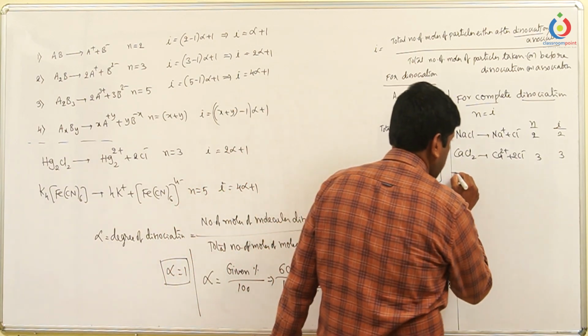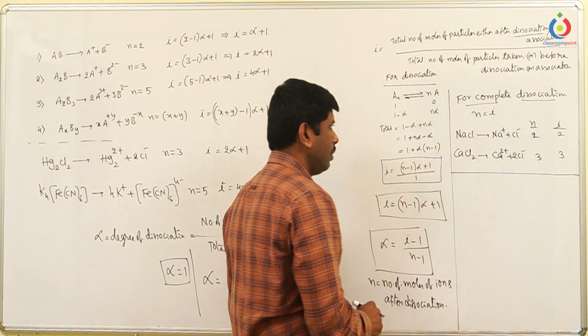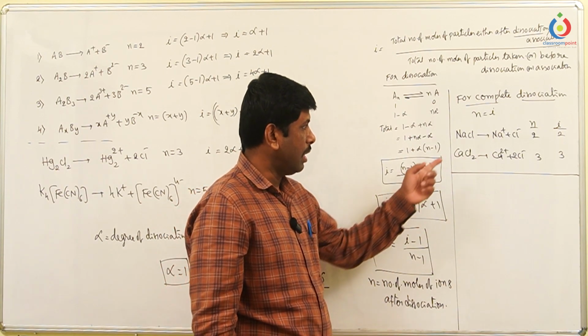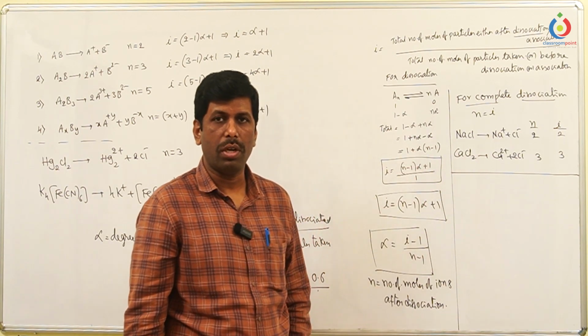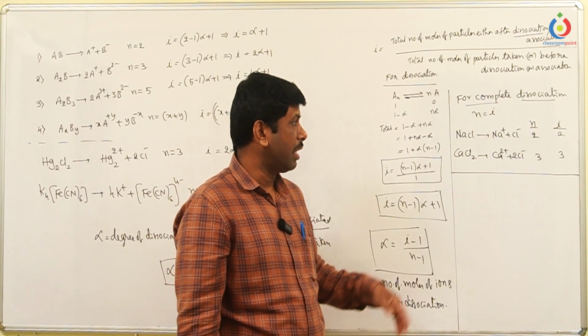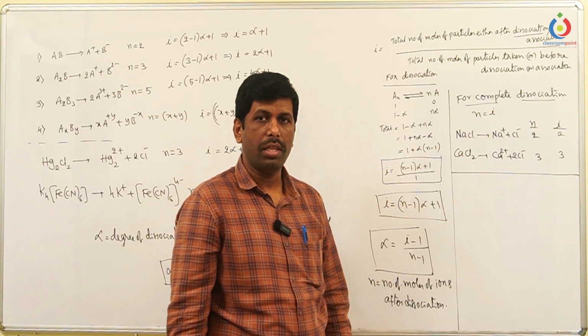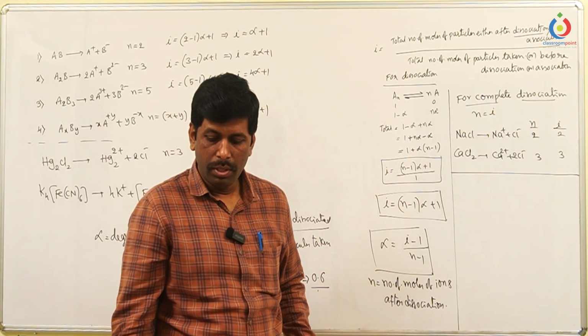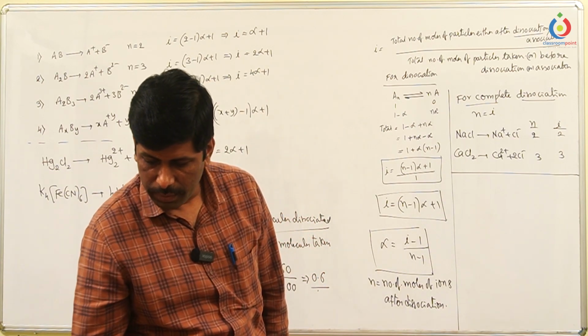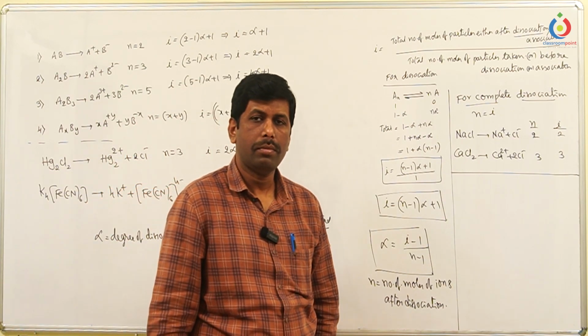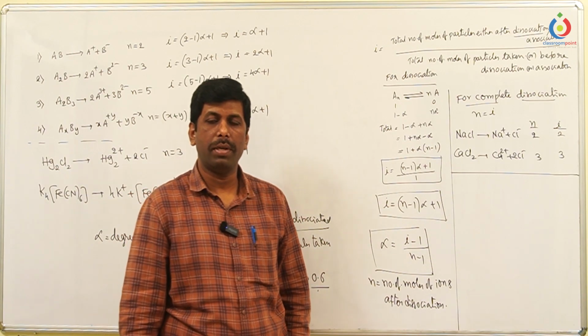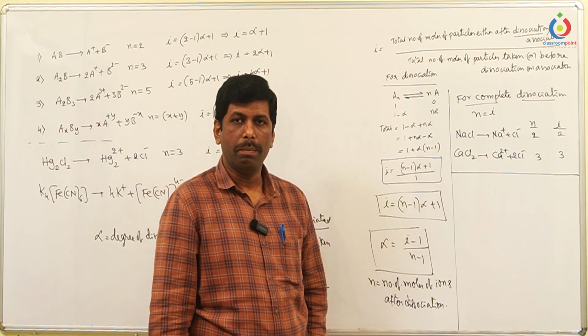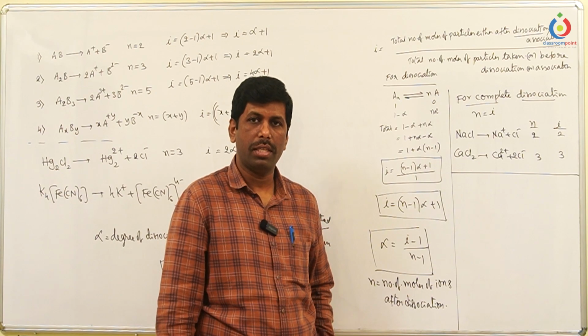And regarding this Van 't Hoff factor value, we may imagine: sir, NaCl and CaCl2, all these are strong electrolytes, then why can't we directly take their n value equal to i value in all the cases? Whatever ions we are taking, we assume that they participate in complete dissociation, but complete dissociation does not occur in all these cases.